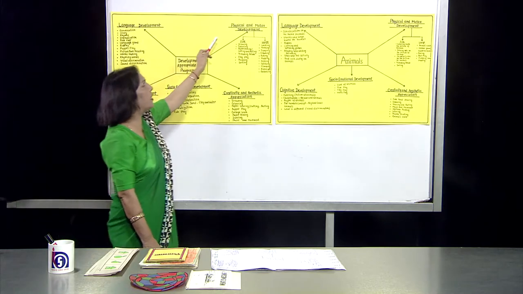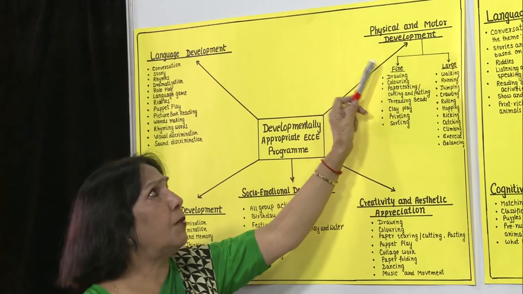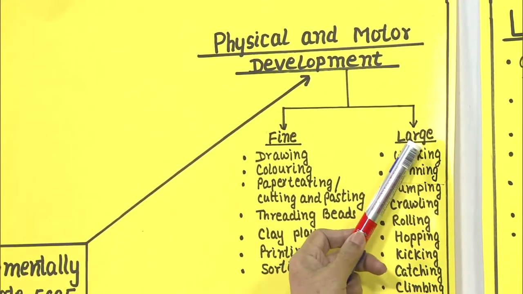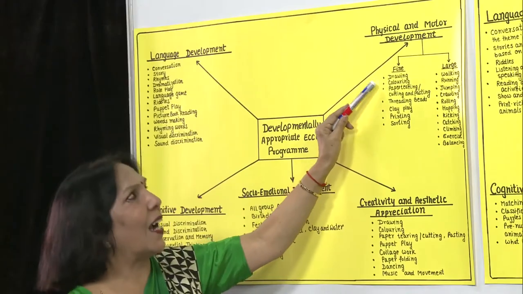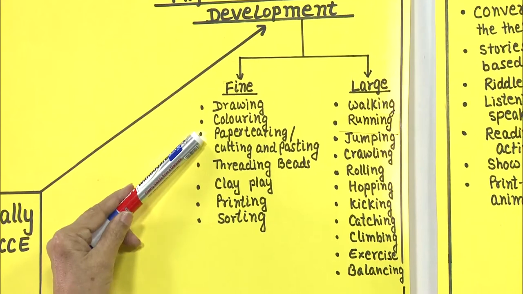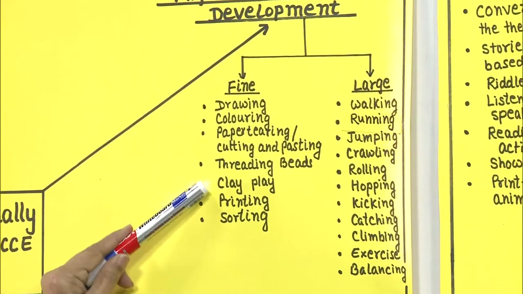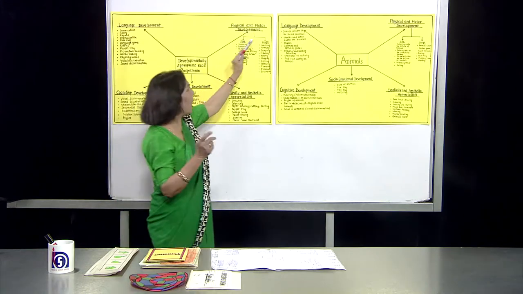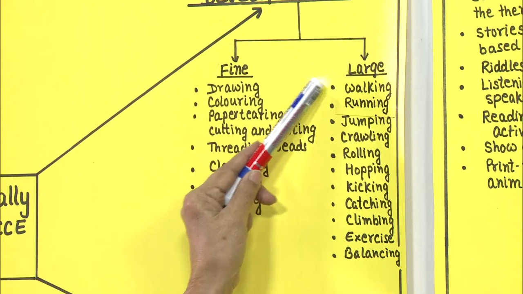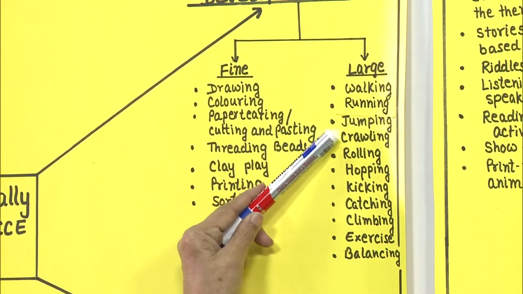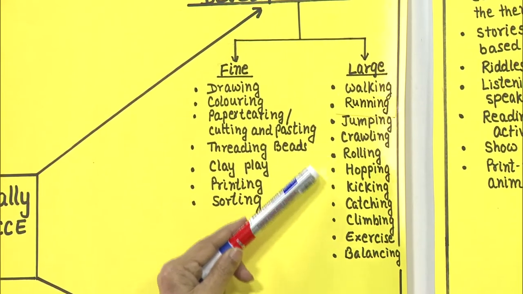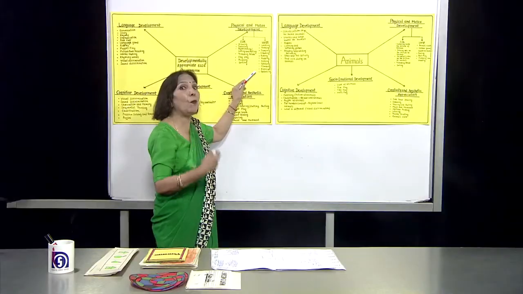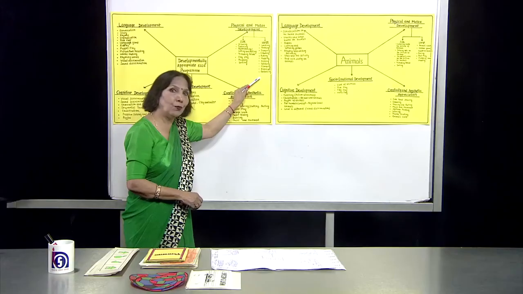Now the second domain, physical and motor development. This is divided in two parts. First is fine motor and second is large motor. For fine motor development: drawing, coloring, paper tearing, cutting and pasting, threading beads, clay, printing, sorting. And for large motor development: walking, running, jumping, crawling, rolling, hopping, kicking, catching, climbing, exercise, and some activities for balancing the body.